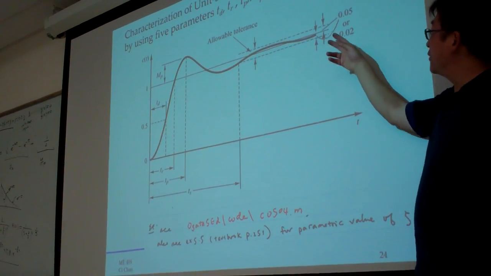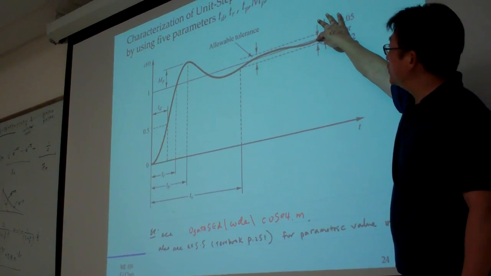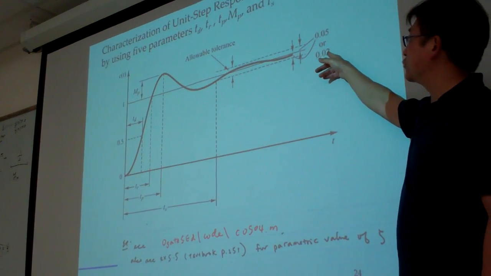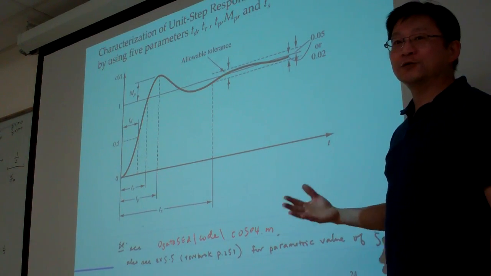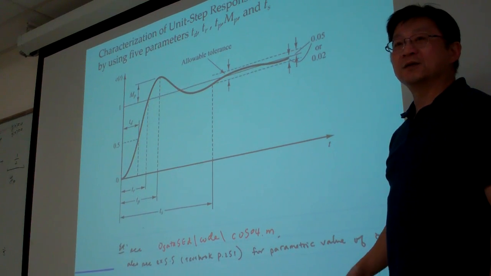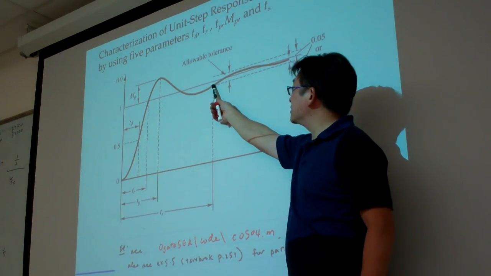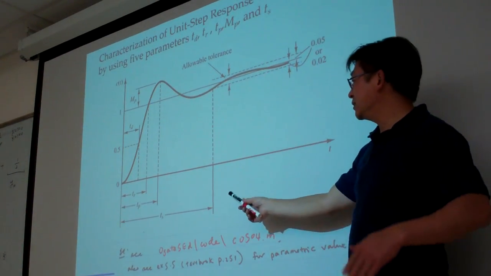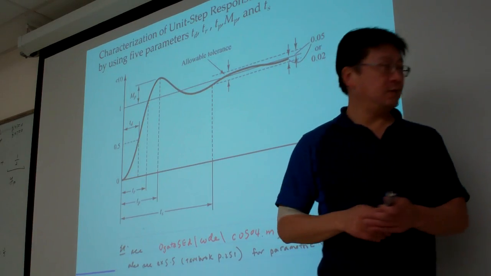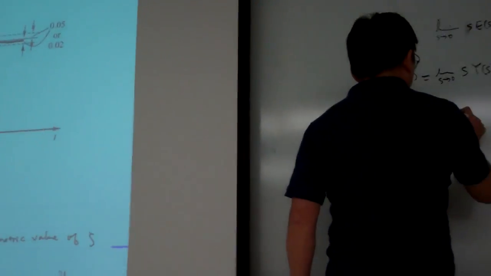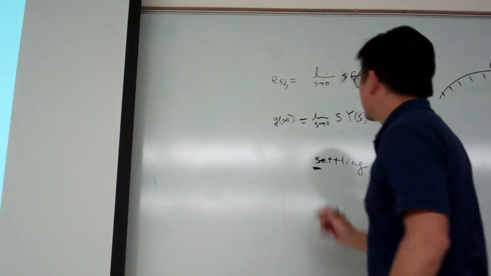And so here we use a certain tolerance. For example, we say if the system's output response falls within, say, 5% or 2% of the command value, then we say the system pretty much enters the steady state period. For that, once the system's oscillation is within that kind of tolerance, the time we define as Ts. S means settling time.